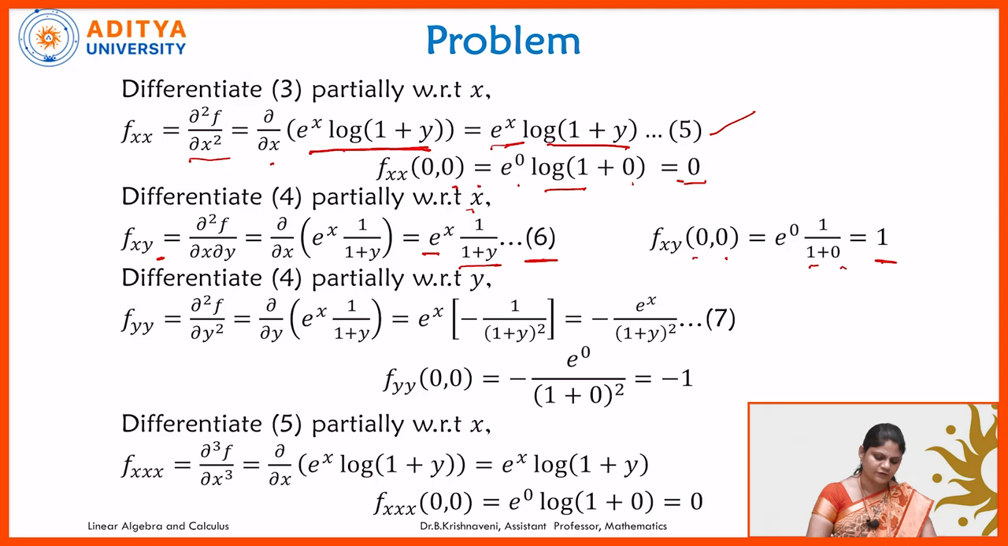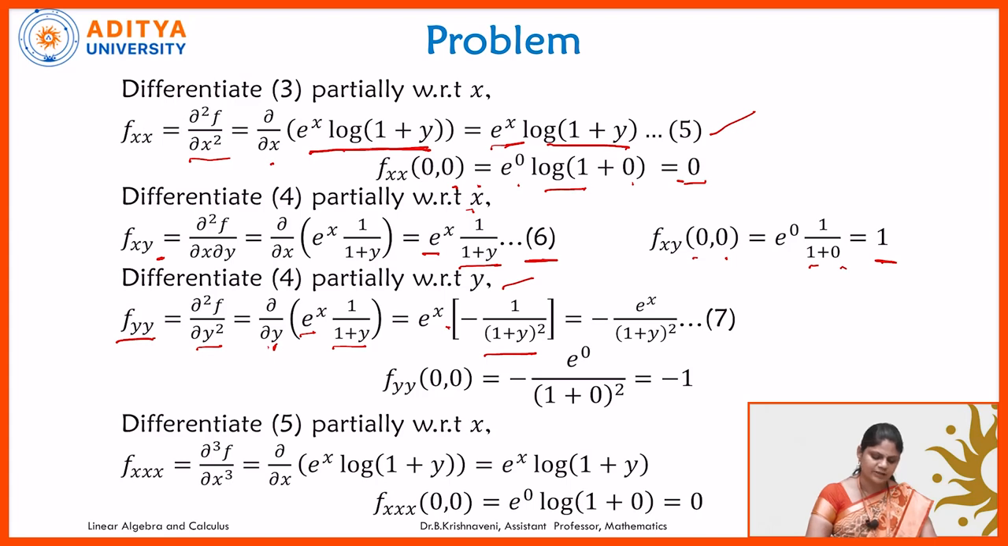Now differentiate equation 4 with respect to y, that is fyy, which is ∂²f/∂y² = ∂/∂y of ∂f/∂y. What is ∂f/∂y? It is e^x into 1/(1+y). Now with respect to y, it is e^x into the derivative of 1/(1+y), which is minus 1/(1+y)².